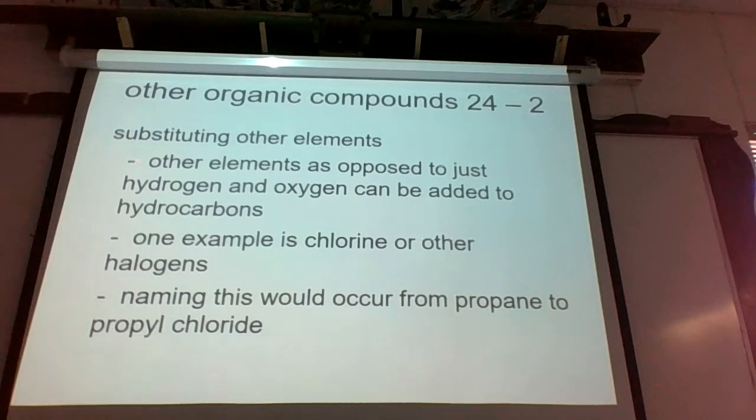So look at what this says. Other elements, as opposed to just hydrogen and oxygen, can be added to hydrocarbons. Okay? So what that means then is that's why if you just write those dashes on there, it's just understood that that is a hydrogen atom. If there's something other than that written, well then it's no longer hydrogen, but whatever it is that's substituting, whether it's a chlorine or an oxygen atom.